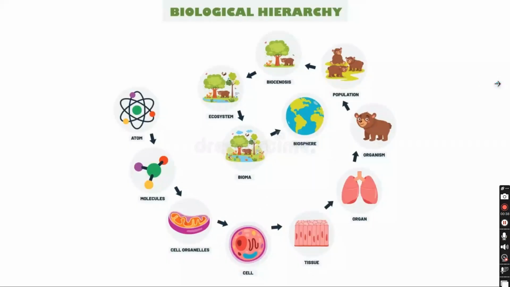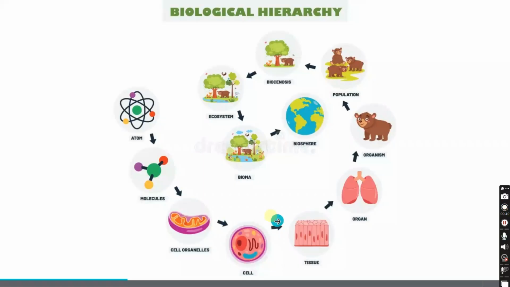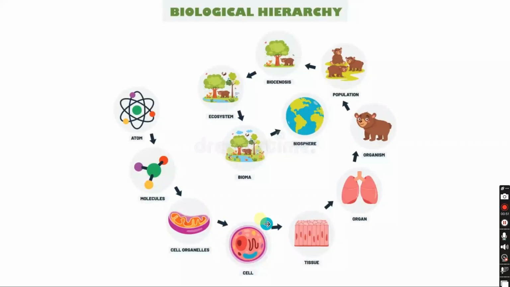Let's begin. It starts with atoms, which bond to make molecules. Those molecules form organelles, which build a cell. Groups of cells form tissues, and tissues form organs. Organs create a living organism, and organisms make up populations. I mean, they make up ecosystems, which in turn make up the biomes, and finally our entire living planet, which is the biosphere.